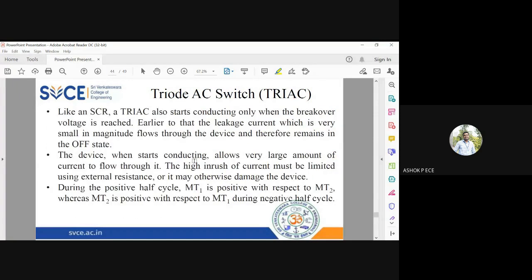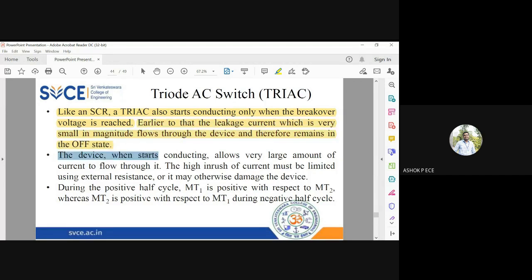In operation, Triac will also conduct only after reaching the breakover voltage. Till breakover voltage, the device is said to be off. From breakover voltage to the holding voltage, the device is said to have negative resistance. Earlier to that, only leakage current will be flowing, which is very, very small. Therefore, the device is said to be in the off state.